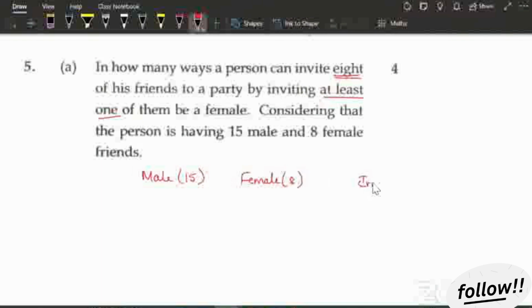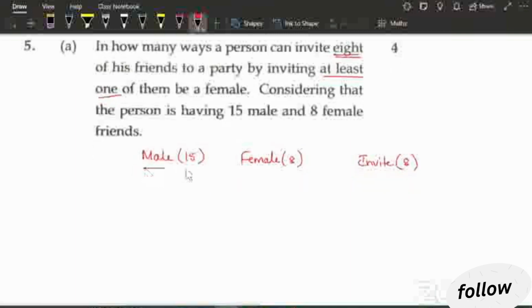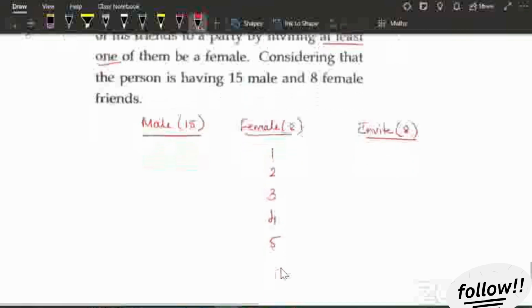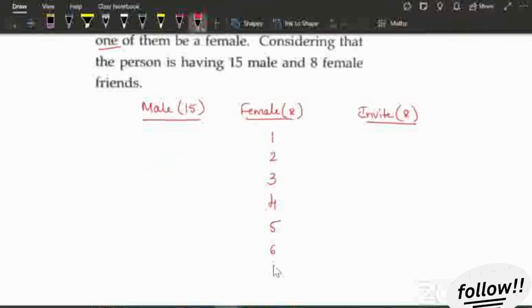And how many people can he invite? 8. He must invite 8 people. In that, at least one of them should be female. So the minimum number of females he has to invite is 1. But it can be more than 1 also. So he can invite 2 females also. He can invite 3, 4, 5, 6, 7, or all 8 females also.